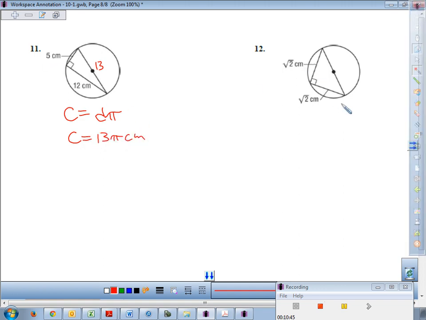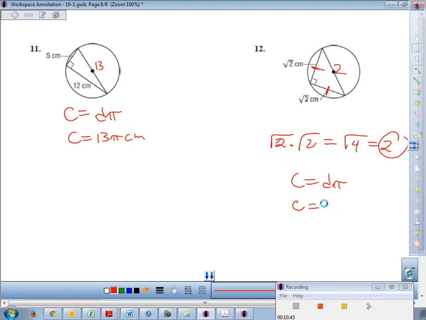And this is also a 45, 45, 90 because it's isosceles right here. So this is the square root of 2. For a leg, I need to take it times the square root of 2 to find the hypotenuse, and that will give you the square root of 4, which actually equals 2, because 4 is a perfect square. So circumference equals diameter times pi. Circumference equals 2 pi centimeters.